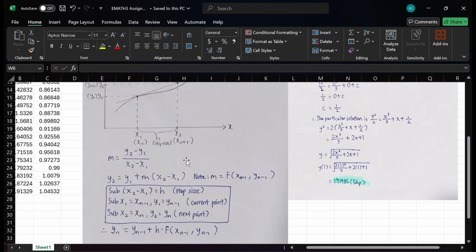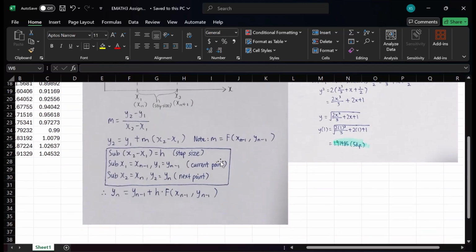I use the formula to calculate the gradient of the tangent, which is the change in y over the change in x. You make y2 the subject, and take note that the gradient of the tangent can be represented in this expression. Next, you substitute x2 minus x1 to be h, which is your step size, x1 to be xn minus 1, and y1 to be yn minus 1, which is your current point, x2 to be xn, and y2 to be yn, which is your next point. By substituting all this into the previous equation, you get the formula of Euler's method.